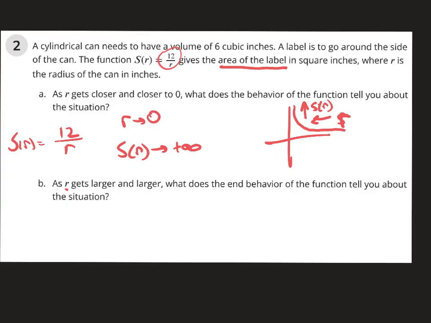So as R gets larger and larger, let's put this in blue, then S goes down, basically. So if we have 12 over R, as R gets to positive infinity, S of R goes to 0. It gets smaller and smaller.